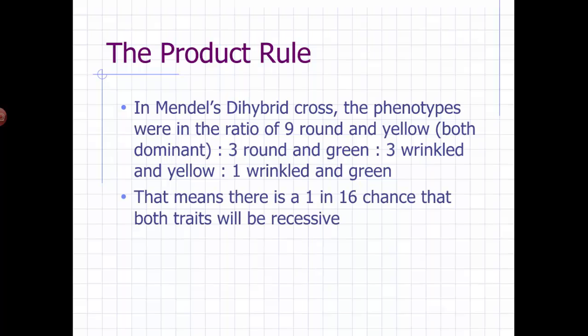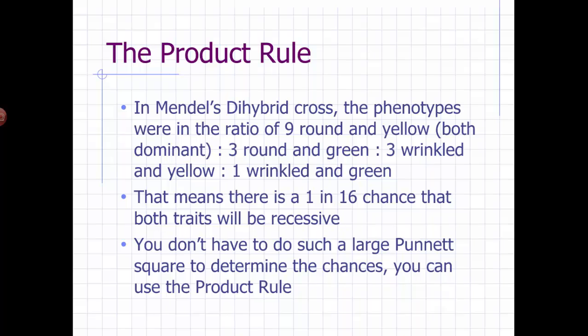Okay, so if you want to figure out, based on this particular cross, 2 dihybrids, what's the chance of getting homozygous recessive for both traits? It's 1 out of 16. Now keep that number in mind, 1 out of 16, because you're going to see how the product rule will get us that answer without doing this giant Punnett square. You don't have to do it. You can use the product rule.